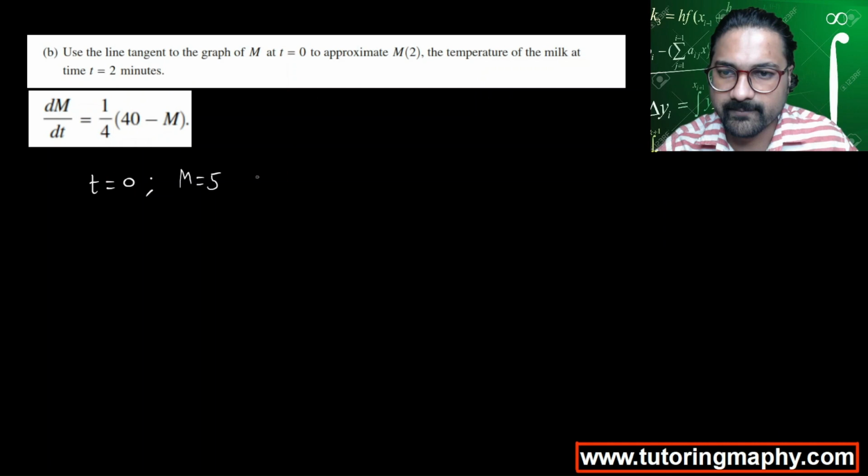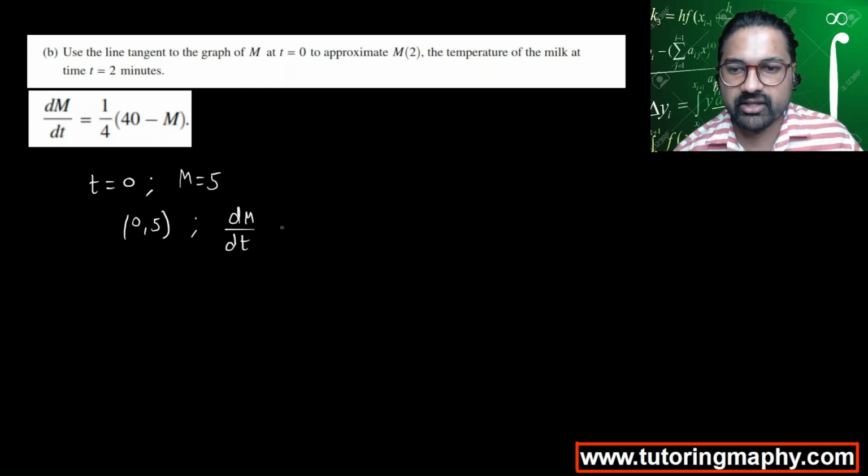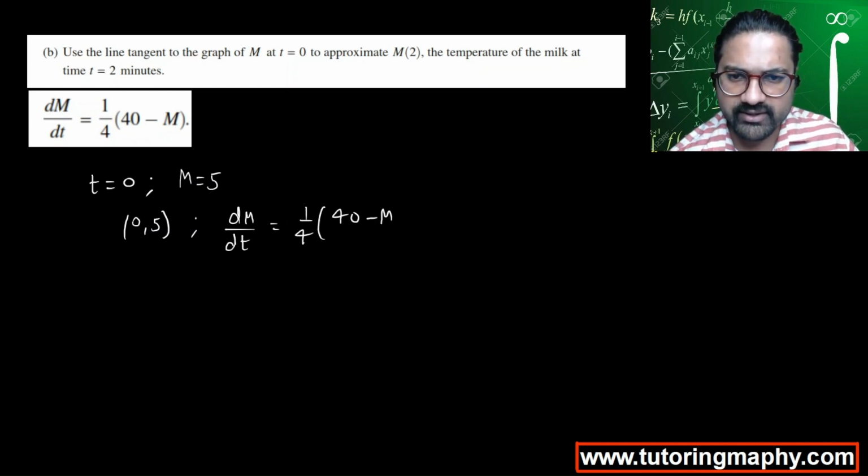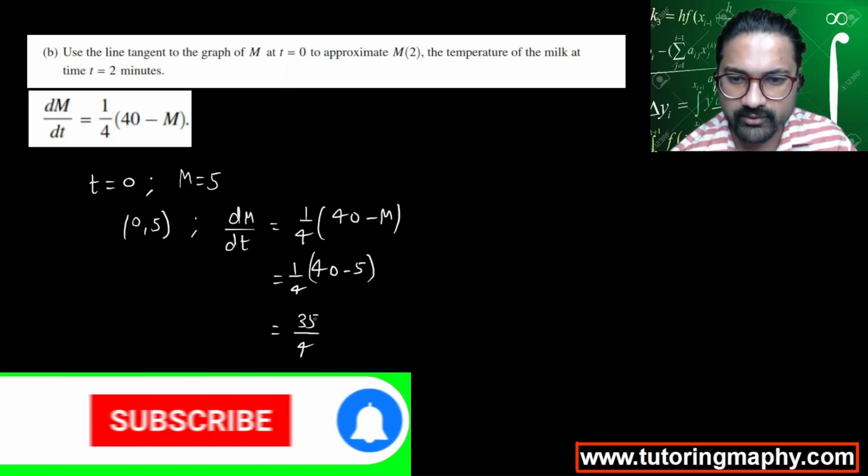So this is the point. We need to get the value of m prime of 0, or dm over dt at this particular point. We know that dm over dt is right here in front of us. That is 1/4 of 40 minus m. And what is the value of m? It's 5. So I'm going to plug in 5 here. That's going to look like 40 minus 5, and there's a 1/4 outside. So that's 1/4 of 35, or 35 over 4.